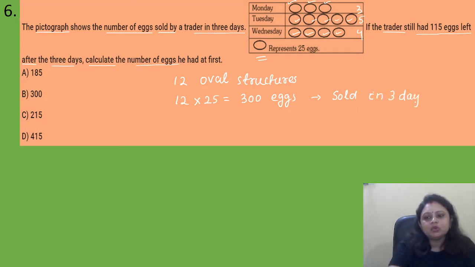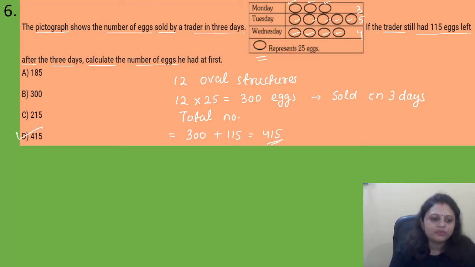But we know that the trader still had 115 eggs left, right? So what is the total number of eggs he had at first? That is equal to 300 that he sold and 115 that is left. So the correct answer is 415, and it is present in option D.